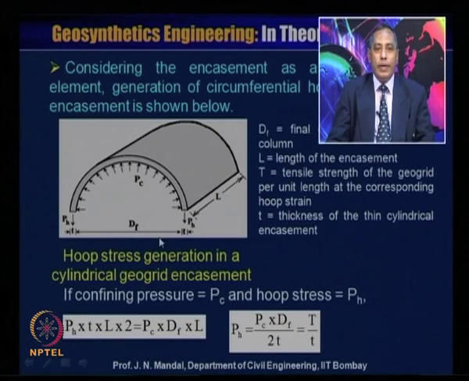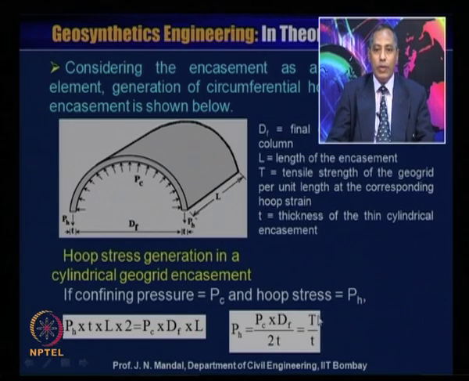we can write P_h into thickness t into length L into 2 will be equal to P_c, the confining pressure, into D_f, the final diameter of the stone column, into L. This force is downward, this is upward, so this will be equal to this. From this you can calculate P_h. So, P_h will be equal to P_c into D_f divided by 2 into t.